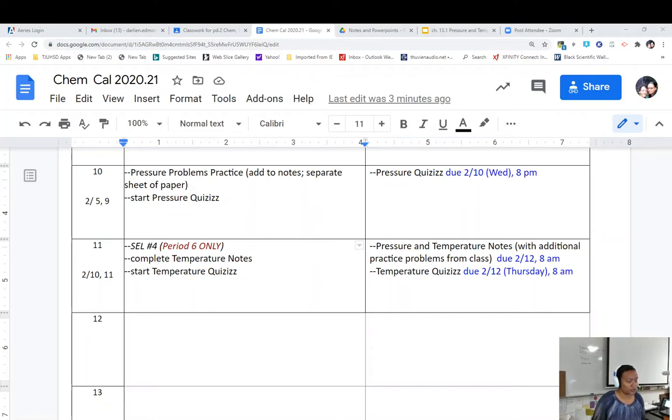So if you're looking at the calendar, we will complete the temperature portion of the pressure and temperature notes, and then you will start your quiz for that. There are 32 questions in the quiz, but probably about half of it is conceptual, so just asking you questions regarding pressure and temperature, no math, and then you have a few problems that have to do with the temperature conversions, which we're going to be going over today.